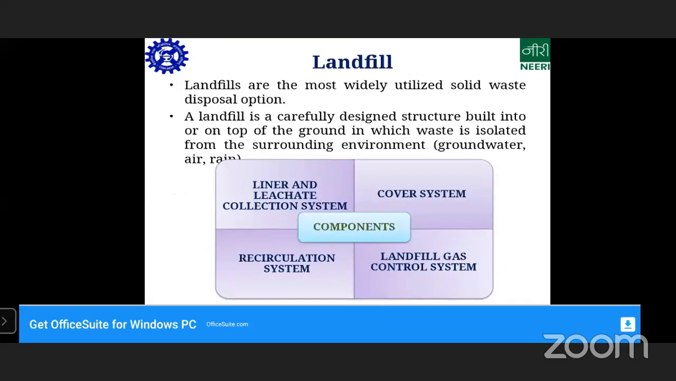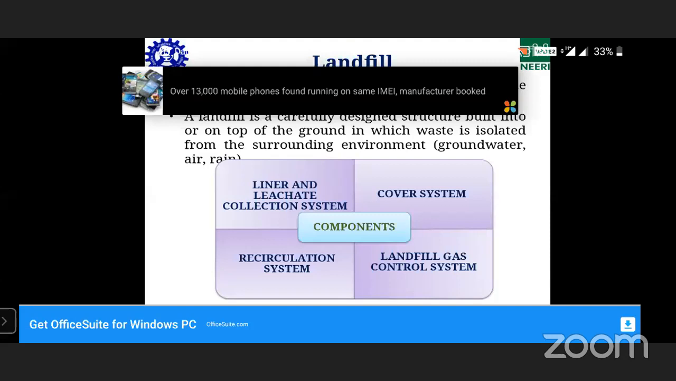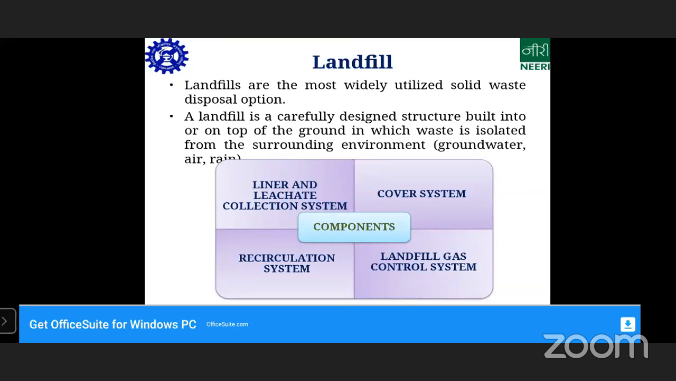Okay. Now coming to landfills, let us understand what a landfill is. A landfill is the most commonly used method for solid waste disposal. If you see the components, it has a liner, a cover system, a leachate collection system, a leachate recirculation system, and a landfill gas control or collection system. These systems are there so that it shouldn't pollute the underlying soil, the groundwater, and the air. That is the major aim. That is why so many components are there. And I'll go to the figures, then you'll understand better.